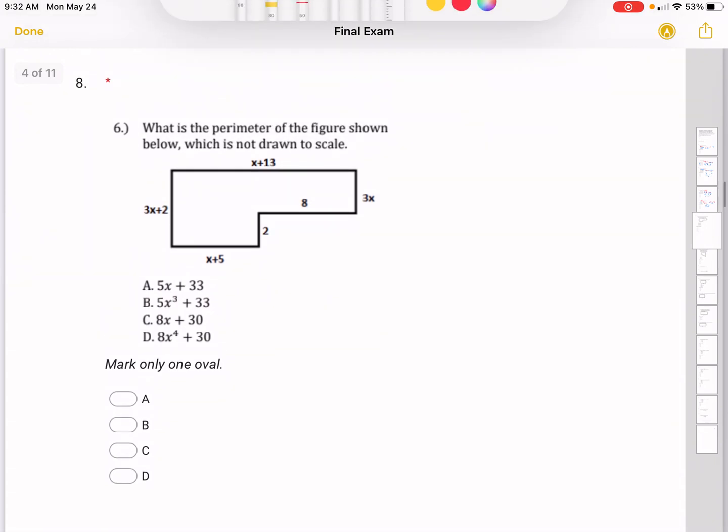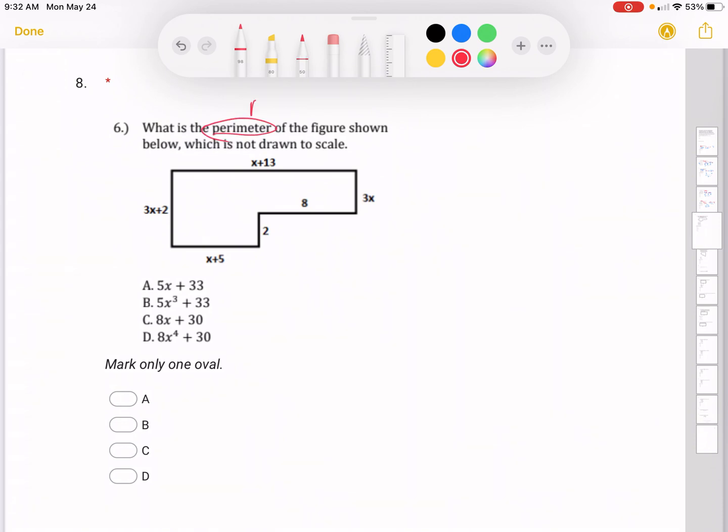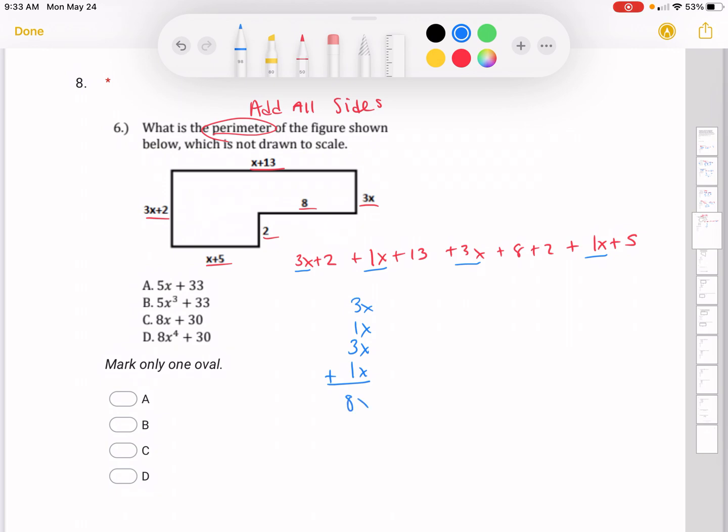Here our keyword is perimeter. Perimeter means you add all sides. So I'm going to add 3x plus 2 plus x plus 13. Here I can put an imaginary 1 plus 3x plus 8 plus 2 plus x plus 5. And I'm going to put my imaginary 1. And now we combine like terms. So let's start with all our x's. We have 3x, 1x, 3x, and 1x. You add all of those together, you get 8x. And then our constants are 2, 13, 8, 2, and 5. If we add all of those together, we get positive 30. So our answer would be 8x plus 30.